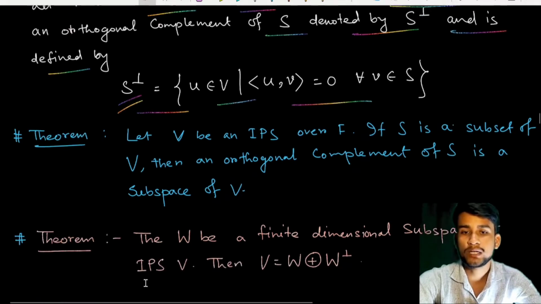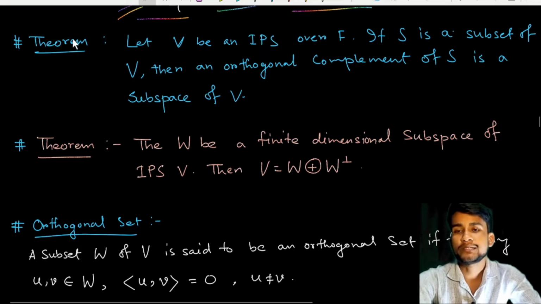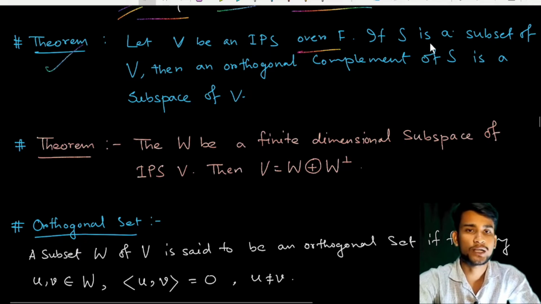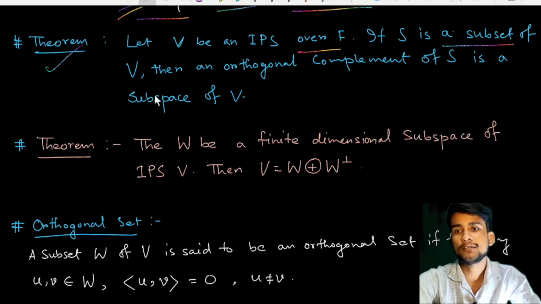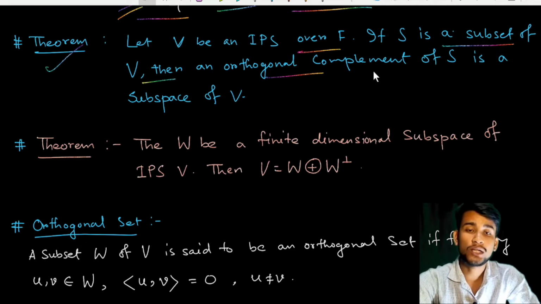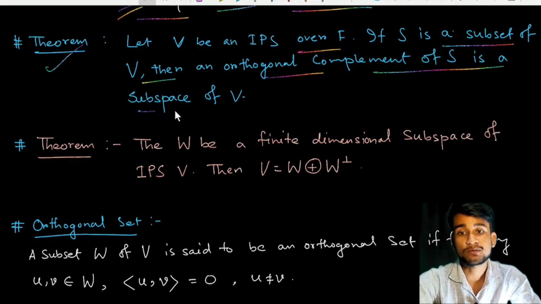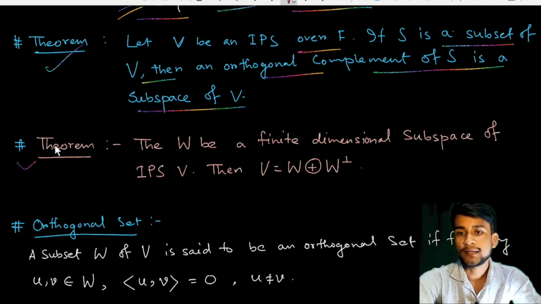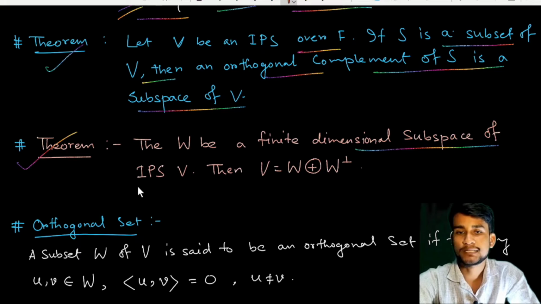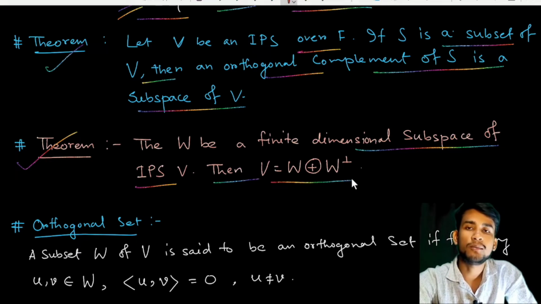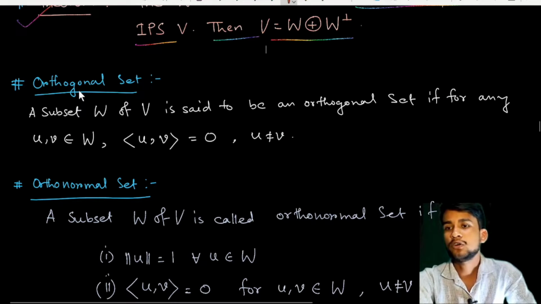Now let us come to a theorem. Let B be an inner product space over F. If S is a subset of B, then the orthogonal complement of S is a subspace of B. This is a result type. The next theorem is: let W be a finite dimensional subspace of an inner product space B, then B equals W plus W perpendicular.